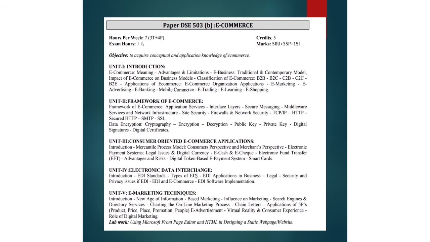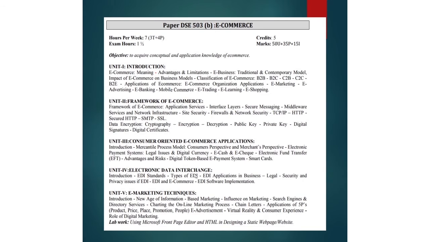Then a very easy and important one is e-marketing techniques, electronic marketing techniques. Presently, many innovations are coming in electronic marketing, and search engines like Google, Bing, Safari, all these are browsers giving connection to many sites. Search engines, directory services, online marketing process, and here an important one is to explain the 5 P's. The 5 P's are product, price, place, promotion, and people. Another one is e-advertisement, virtual reality, consumer experience, digital marketing, like that.